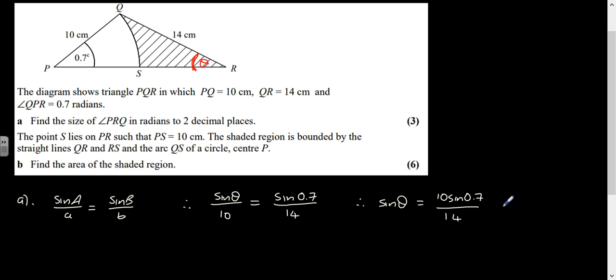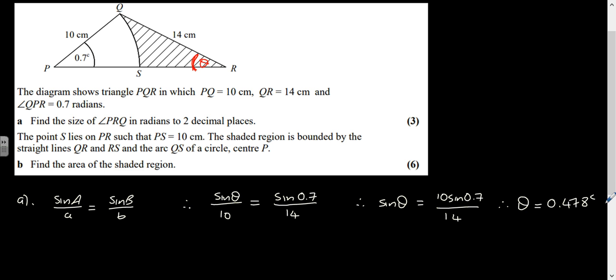And we can just therefore work out what theta is by doing arc sine of all of this in your calculator. So don't write down too many answers for this, just get straight to the answer that you need. So we're going to do shift sine, fraction button, 10 sine 0.7. Doing nothing differently, just typing in 0.7 where my sine is, and then divided by 14. Close that bracket, and we get 0.478 to 3 sig figs.